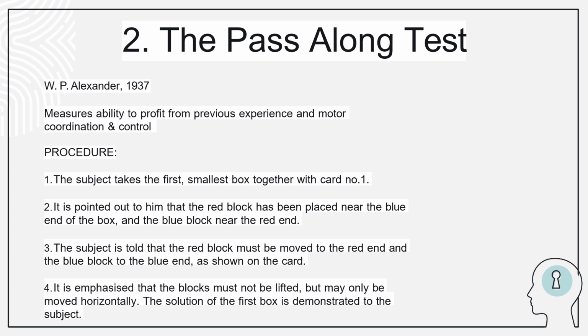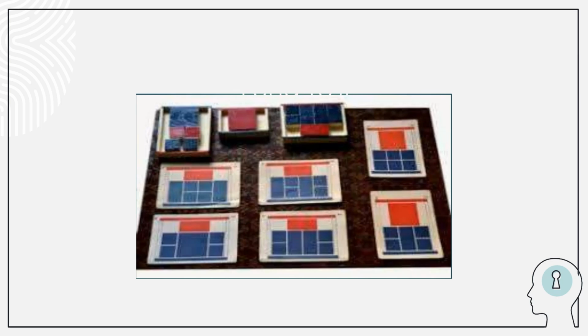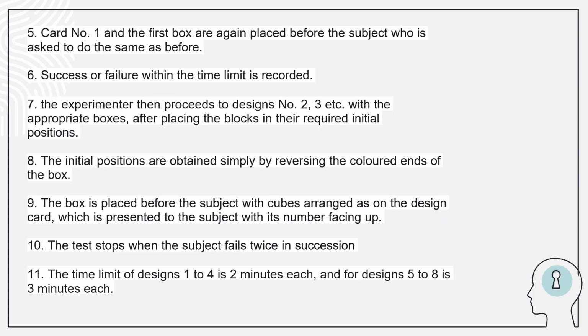So you will show how to do one of them and then tell the patient to do it again. So these are the various designs that you have, and there are various blocks like this, and you have to move the blocks and make the design of the picture that has been given to you. Card number 1 and the first box are again placed before the subject, who is asked to do the same as before. Because the patient has to be oriented and has to be explained how to do it, we will show him one of them, which is on card number 1. Then we will again mix up the blocks and give it to him again to be done.